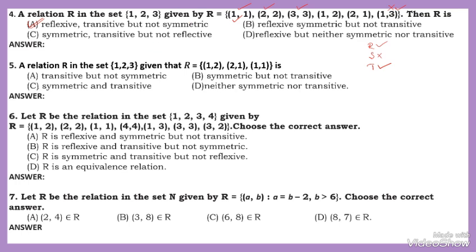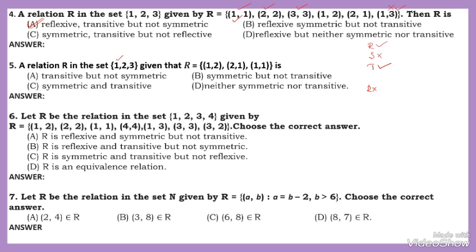Then question number 5. A relation R in a set {1, 2, 3} given that. Here mainly there are three elements. We have to check the reflexive property. Each element carries the images. Here there is only one element that has its image, but (2, 2) and (3, 3) are not there. That's why reflexive property does not hold.